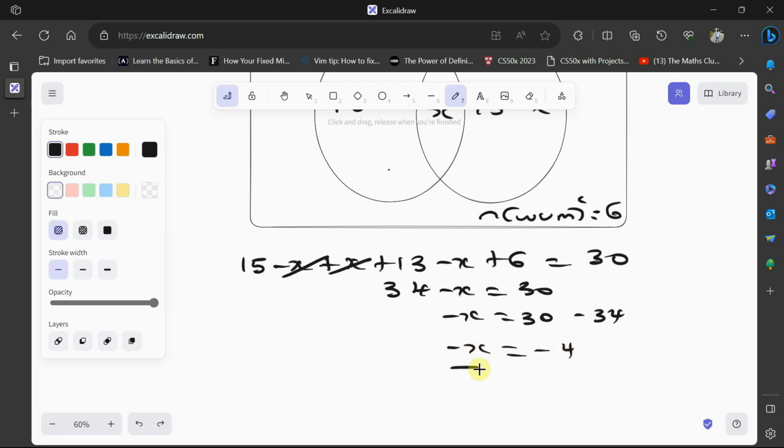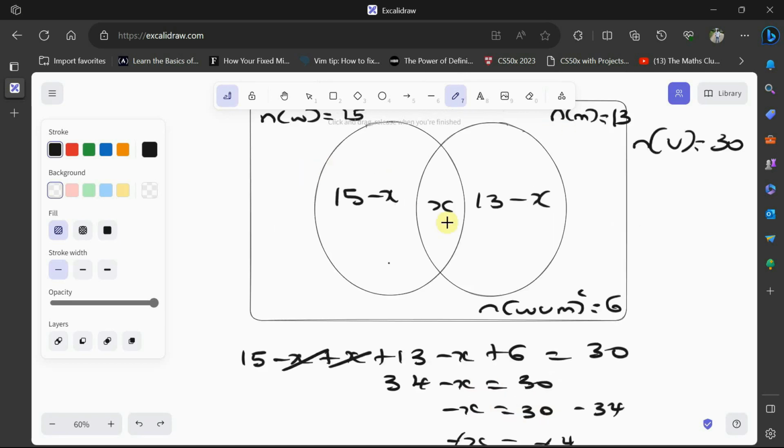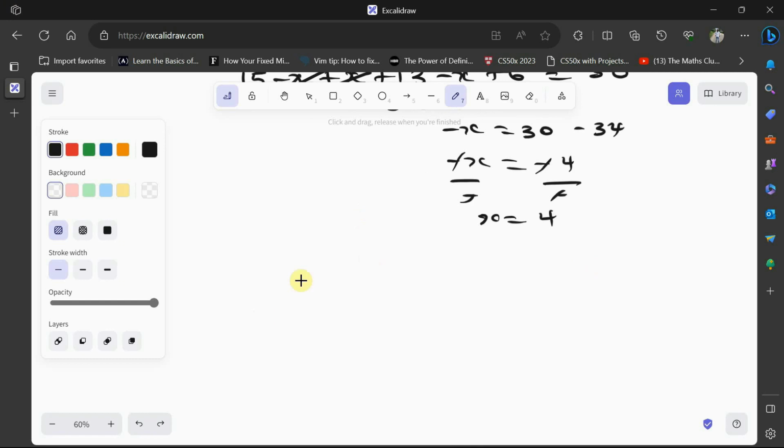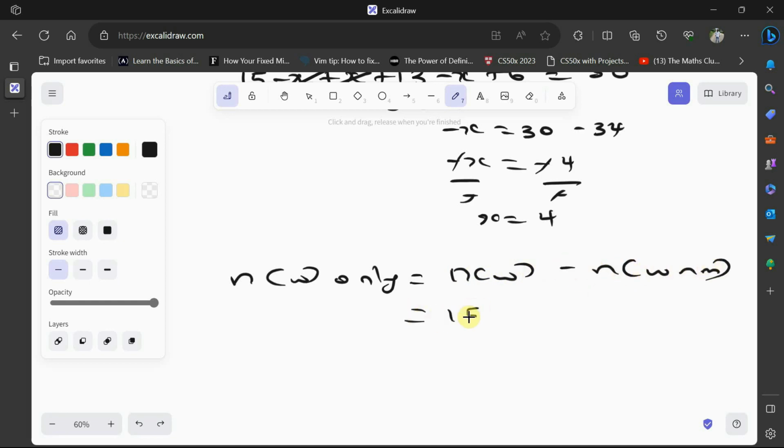And if I divide both sides by minus 1, you will see that our x is equal to 4. So this x equal to 4 is just the guys that study both. So if I want to find people that study woodwork only, this is 15 minus x. So I will also come here and say number of woodwork only. That will give me number of woodwork minus number of woodwork intersection metalwork, and that will give me 15 minus 4, which is equal to 11.